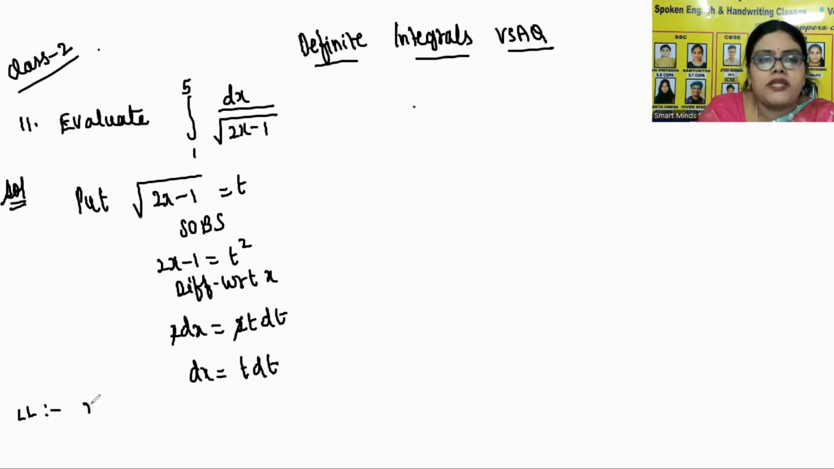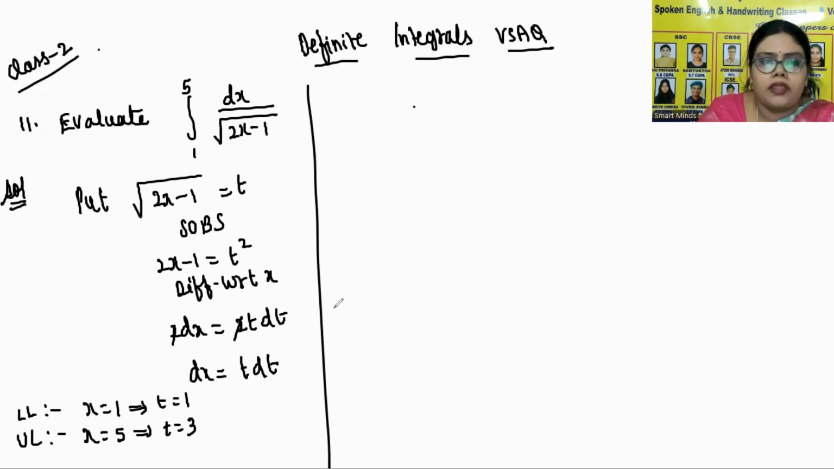If I put x equal to 1, 2x will become 2, 2 minus 1 is 1, and root 1 is 1. So t will become 1. And for the upper limit, if x is equal to 5, then 2 fives are 10, 10 minus 1 is 9, and root 9 is 3. So t is equal to 3. Okay, so the limits change here. So the limits will change as 1 to 3.